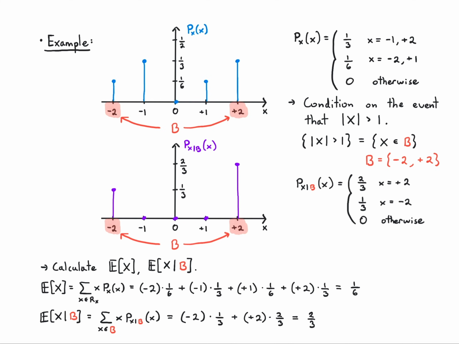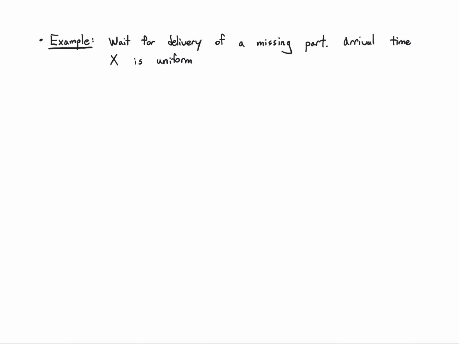Okay, let's do an example that also uses families of discrete random variables. What we're doing is we're just waiting around. I'm at my factory, waiting for the delivery of a missing part that I need to complete my system. I don't really have a great idea of when it's going to arrive. I just know it's guaranteed to arrive within 20 days, but I don't have any more information. So let's just say it's uniformly distributed over 1, 2, up to 20.